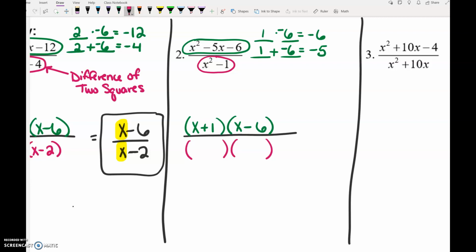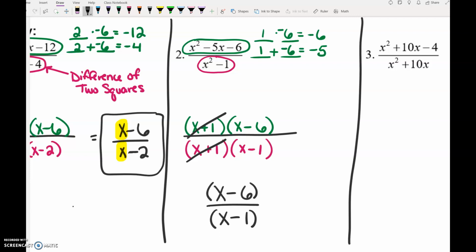The bottom is x squared minus 1, and some of you forget that 1 is actually a perfect square. What's the square root of 1? 1. So x plus 1, x minus 1. Then my favorite part, x plus 1 cancels x plus 1, and our final answer is x minus 6 over x minus 1. Now, if you find yourself tempted to try to cancel more when you aren't able to, it is perfectly fine to leave parentheses around those so that you know that x minus 6 is a factor in and of itself. It can't be split up. So if you want to keep your parentheses around it, totally fine.